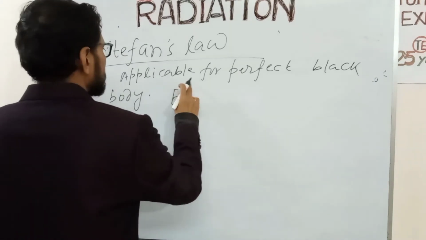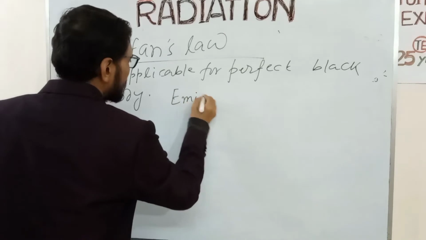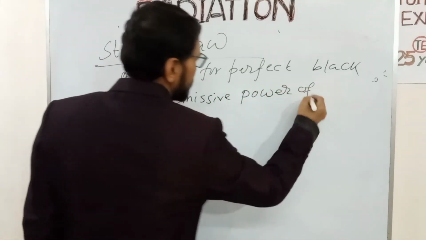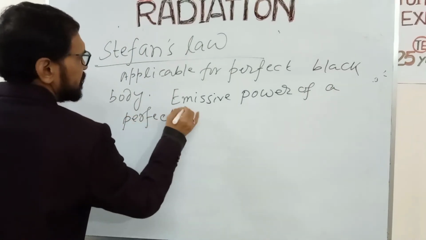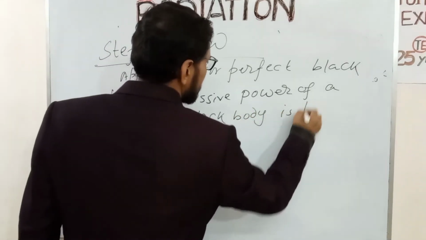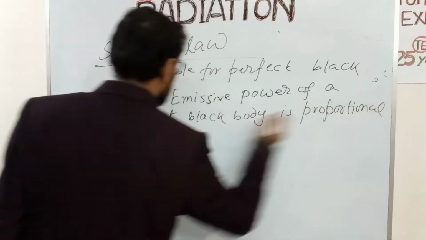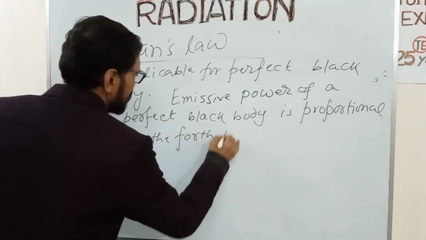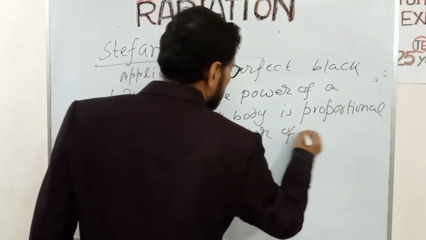What is Stefan's law? This is applicable for a perfectly black body. The emissive power of a perfect black body is proportional to the fourth power of its absolute temperature.